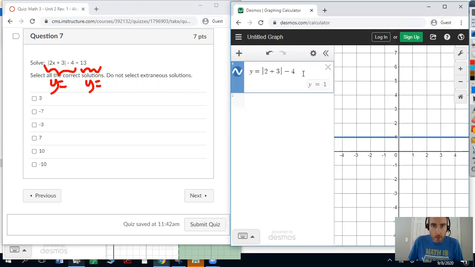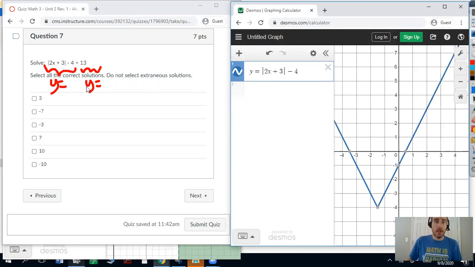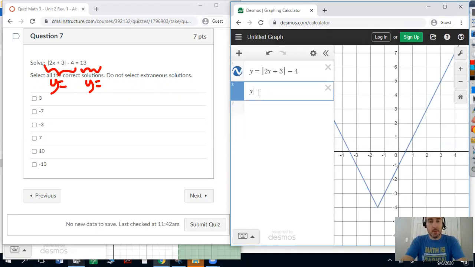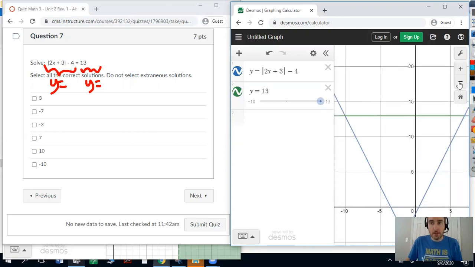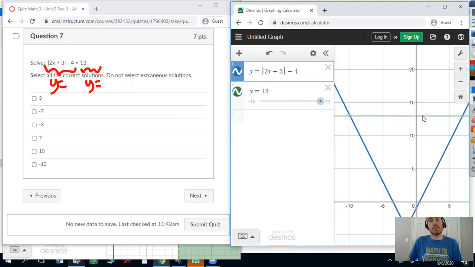So there is the left side. Right side is y equals 13. You might have to zoom out to find where they cross. This has 2 intersections, so it's going to have 2 solutions, -10 and positive 7.